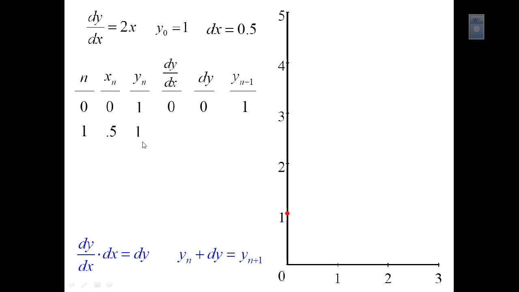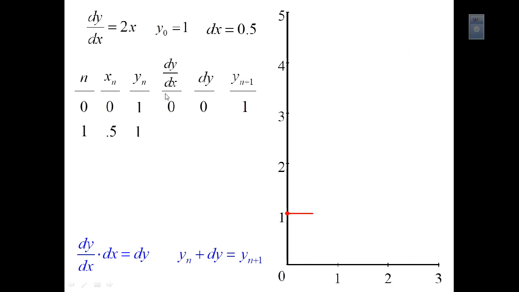Find dy dx for this point right here. So we're going to plug our point in. Actually, before we get started, let's go ahead and plot this point and connect it with a line segment. So we're going to go over here to 0.5, still going to be a y value of 1. We're going to connect those with a line segment. That's the first part of building our graph.